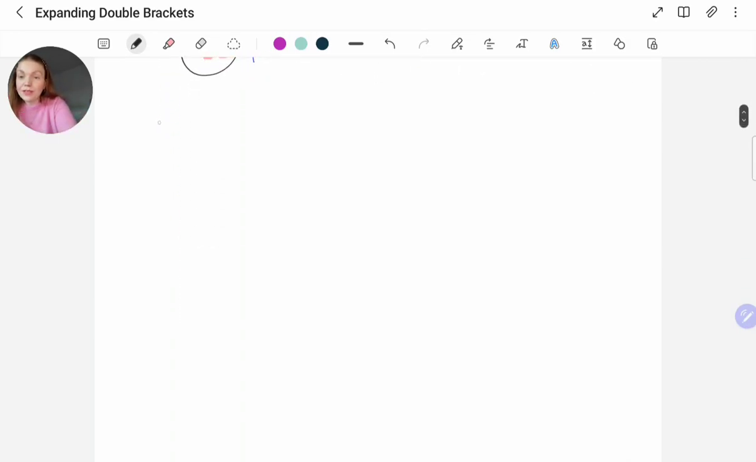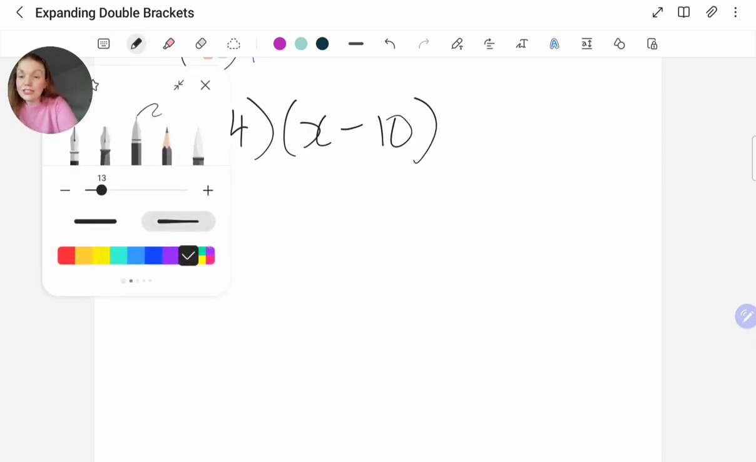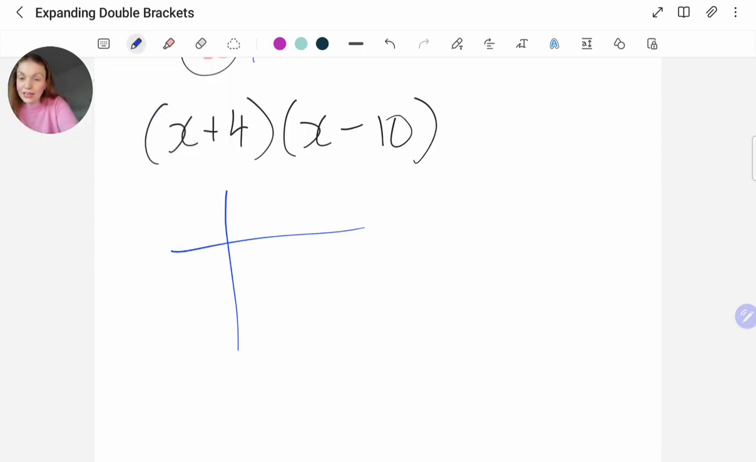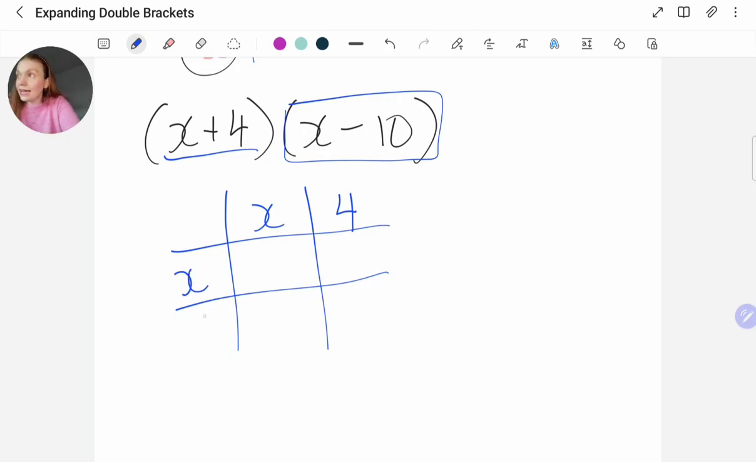Let's try another one. So say you were given x plus 4 and x minus 10. Soon as you see two brackets beside each other, you're thinking grid. So draw the grid, okay? First bracket across the top, next bracket down the side, x minus 10. Now in this grid, remember we're going to multiply.